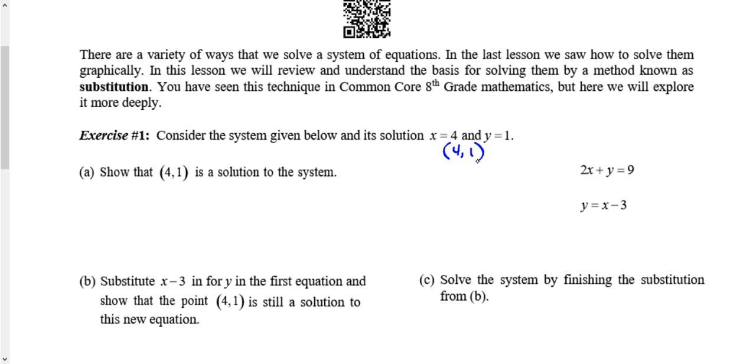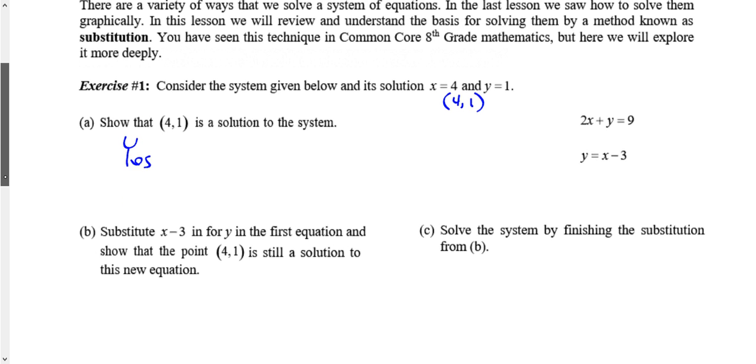Do we have to check that? You just plug them in, right? I think we know how to do that. I'm just going to say yes, it is. We've done that a million times.